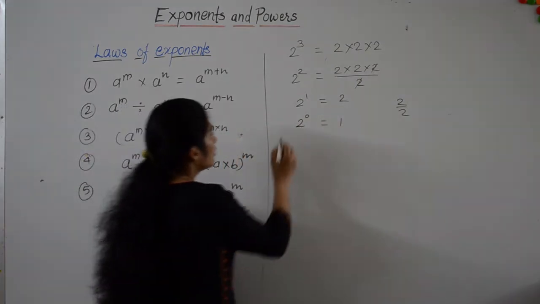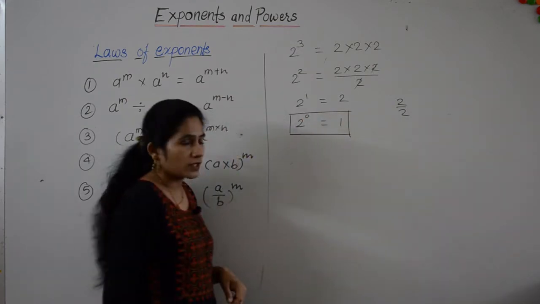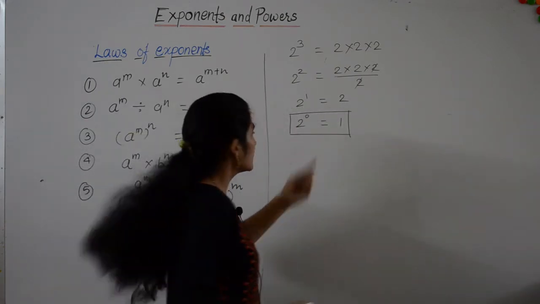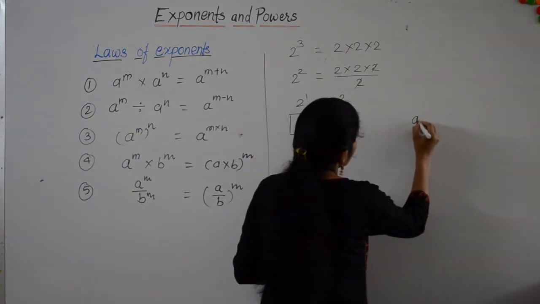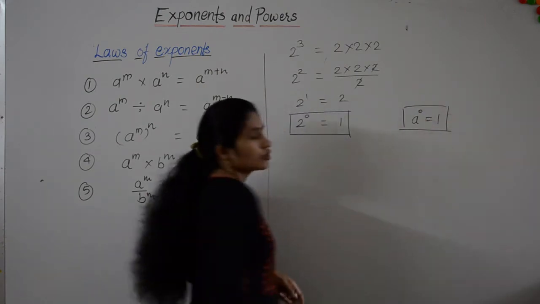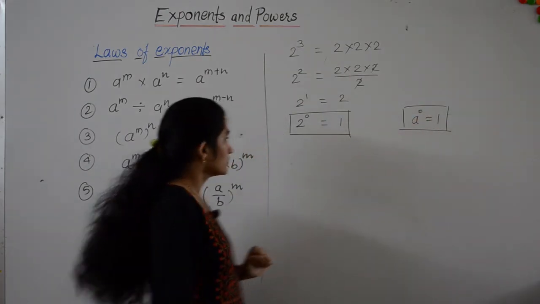Now here we got one of the most important properties of exponent. 2 raised to power 0 is 1. In general, we can write this as a raised to power 0 is equal to 1, where a is any non-zero number. Any non-zero number raised to power 0 is 1.